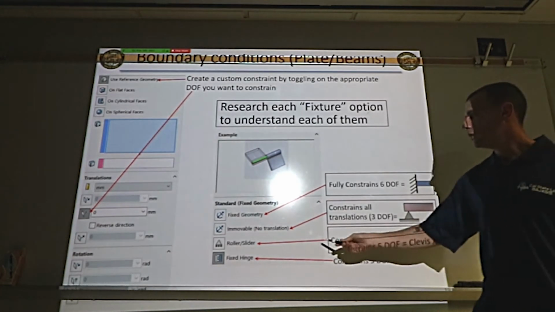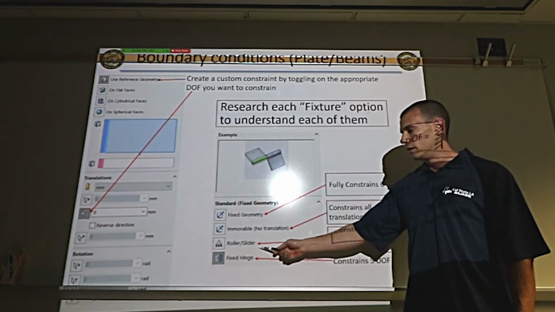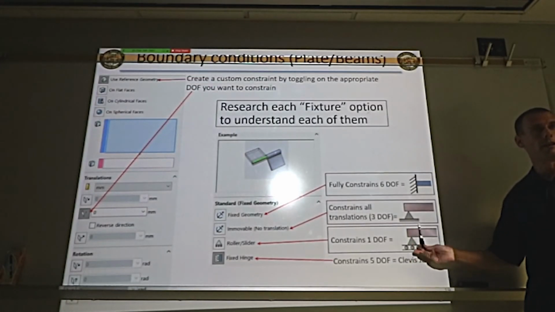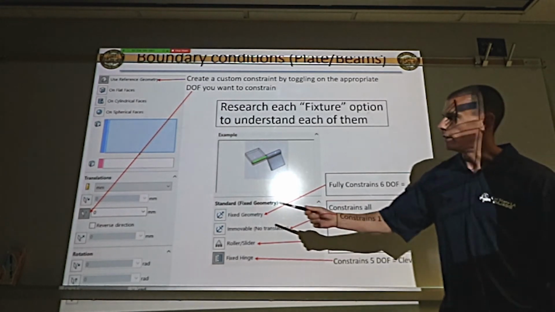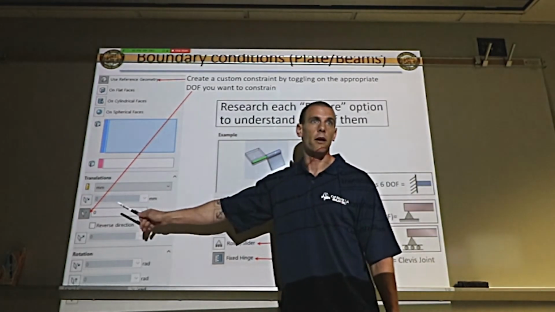If you do a roller slider, that's obvious, it looks like a roller slider. It's 1 degree of freedom. It can only constrain up and down. So it's gonna put a 0 here. That's all it's gonna do.